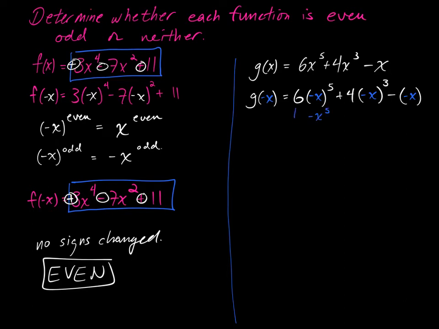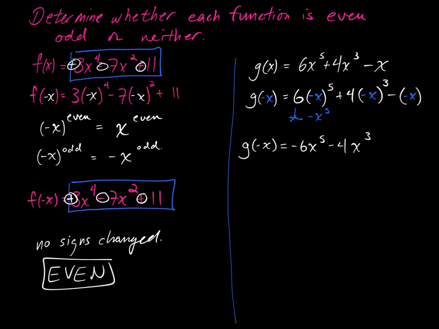So when you multiply 6 times negative x to the fifth power, you end up with negative 6x to the fifth power. So this is g of negative x. And the same thing happens here. When you have negative x to the third power, a negative times a positive will make it negative 4x to the third power. And I think it's the easiest to see back here.